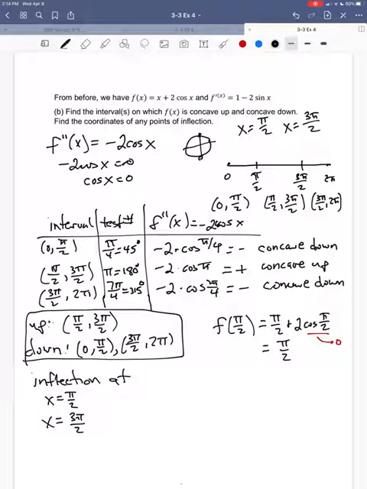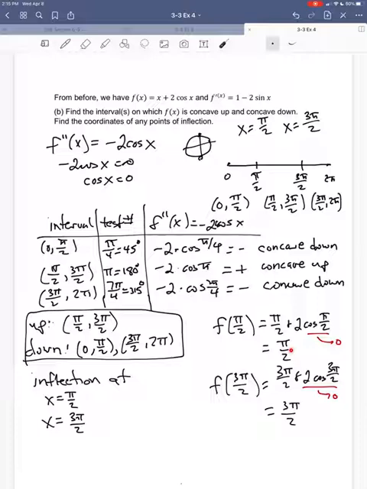And then if I do f of 3 pi over 2, the same sort of thing happens actually. So I get 3 pi over 2 plus 2 times the cosine of 3 pi over 2. But again, if I think of that 3 pi over 2 is down here, the x-coordinate is still 0. So I just get 3 pi over 2 back. So my points of inflection, I plugged in x equals pi over 2, I get out y equals pi over 2. I plug in x equals 3 pi over 2, I get out y equals 3 pi over 2. So my points of inflection are (pi over 2, pi over 2) and (3 pi over 2, 3 pi over 2).